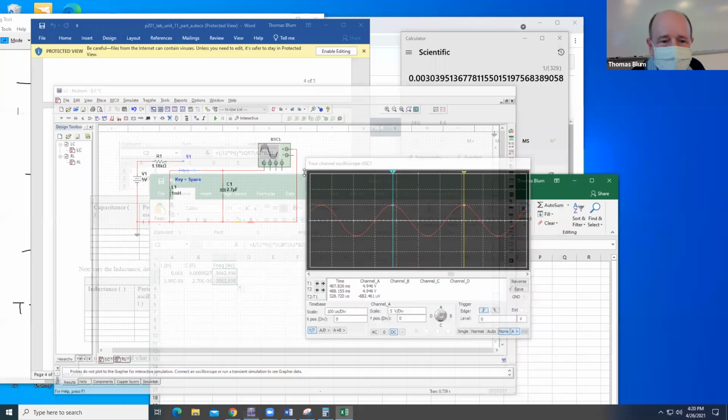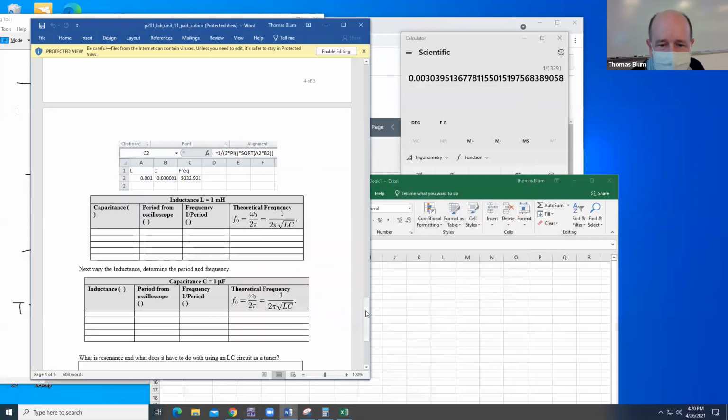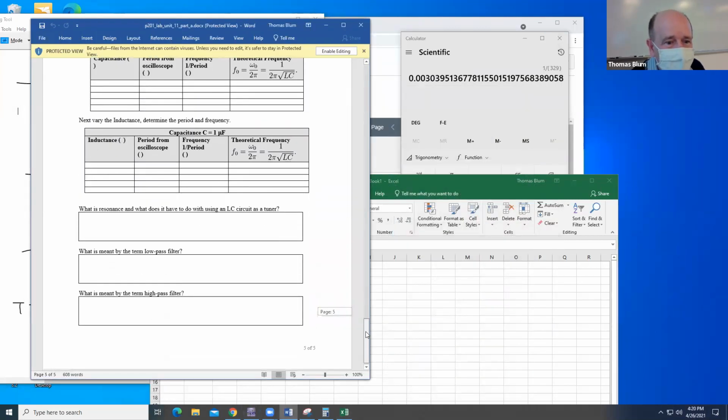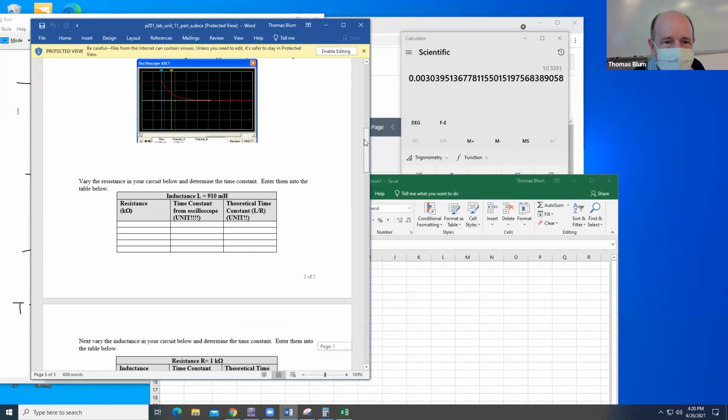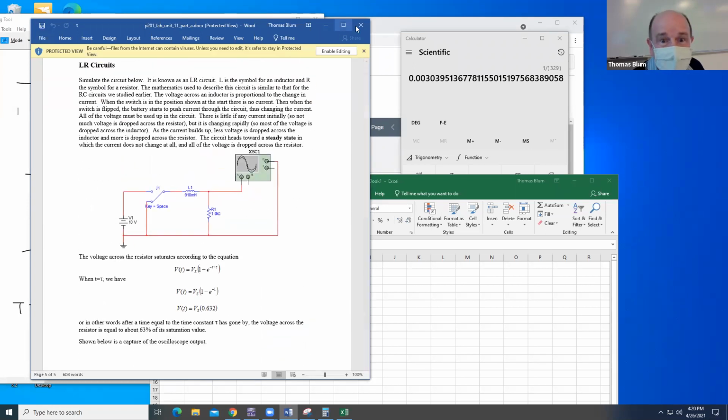What else? So that is down here. This stuff is sort of googly stuff. What's a low pass filter? What's a high pass filter? What's a tuner? What's resonance? Okay. So that is 11A.